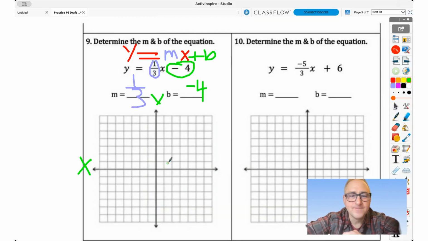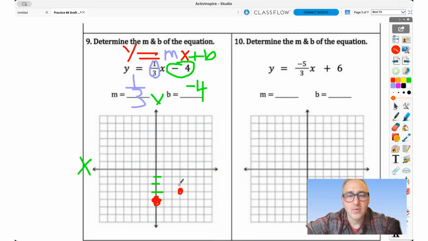Well, I remember that this line right here is called the origin. That's 0. So anything below this line is negative numbers: -1, -2, -3, -4. So I'm going to put my b down here at -4. And then this is a positive 1. So I'm going to count up 1 over 3 full boxes. 1, 2, 3. Put another dot.